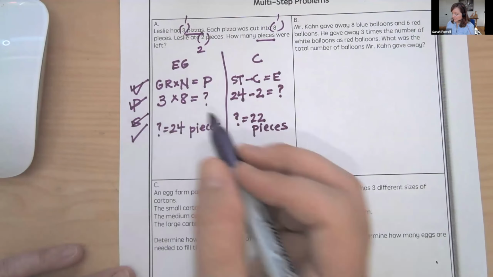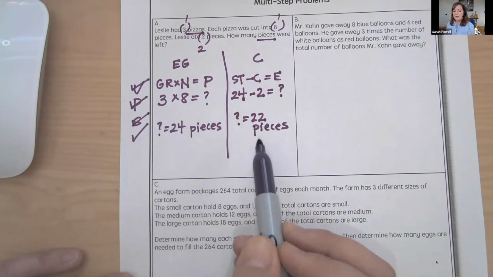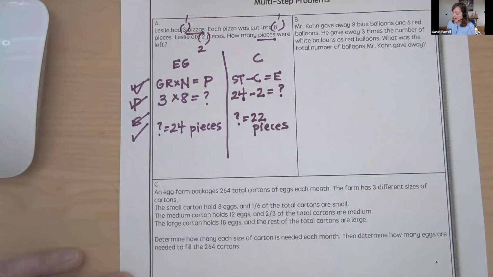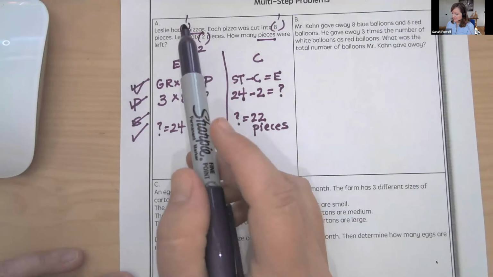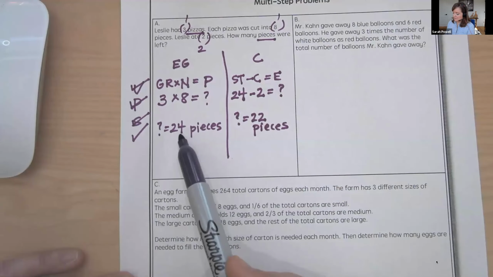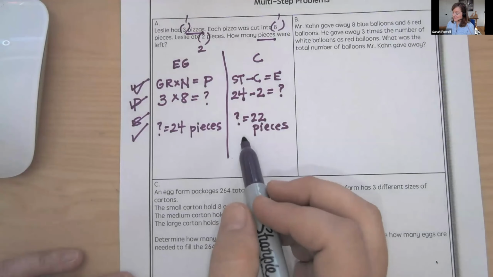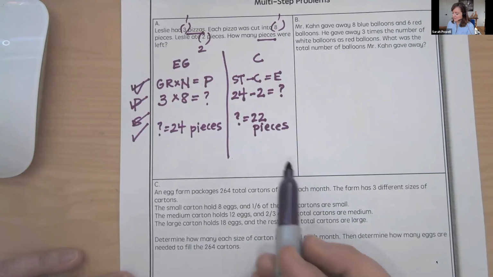So I've solved the problem, and now I want to go back and check my work. And often this is going to be a more macro level question about, well, does this make sense? If you started with 24 pieces, 3 times 8 is 24, and you ate 2, so I would expect that my answer now, not my product, my difference, would be less than 24.